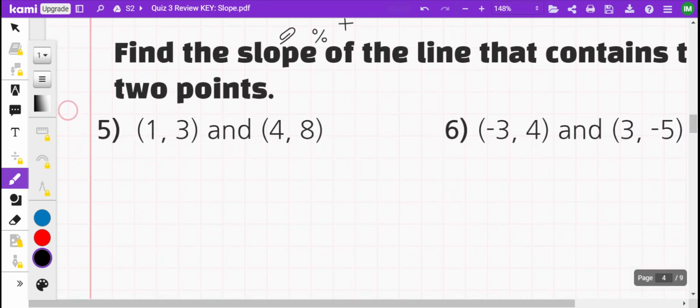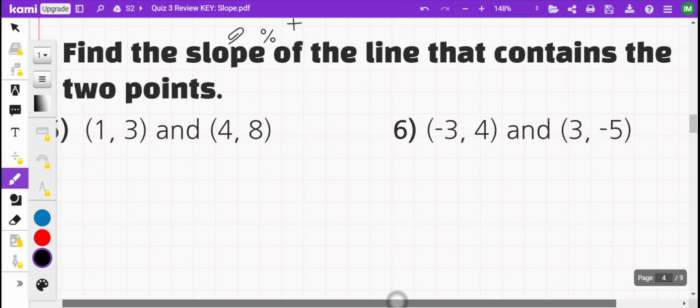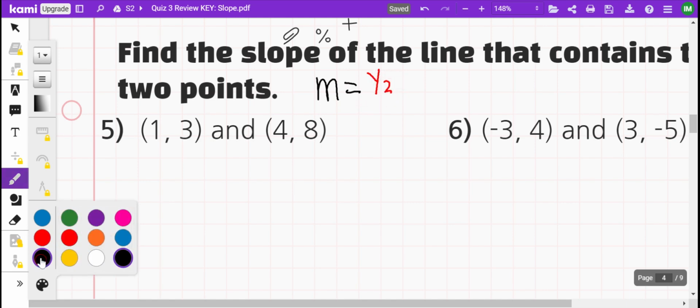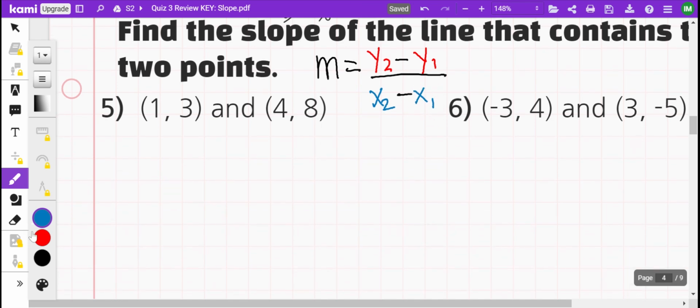Okay. Now we are moving on to the one that we learned the most recently, which is finding the slope of a line that contains 2 points. For these problems, we are going to use the slope formula, which is y2 minus y1 over x2 minus x1. So starting with the first one, I'm going to label each of my points x1, y1, x2, y2.